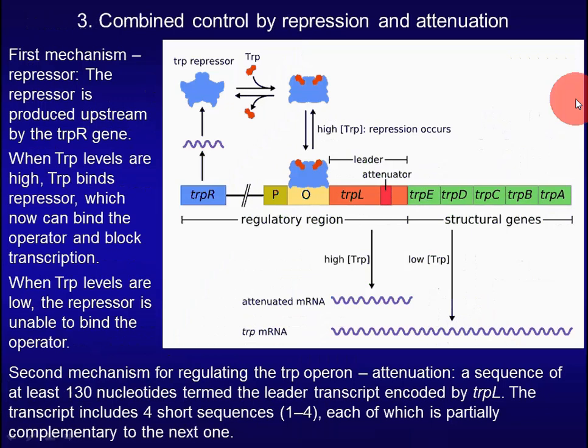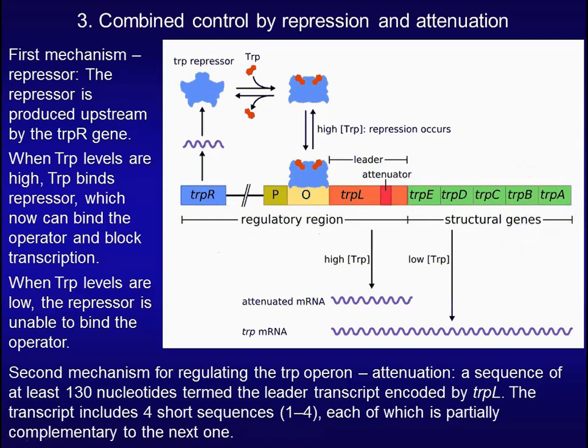The trp operon is controlled by both repression and attenuation. Here is the trp operon. This is the operator, and this is the promoter. trpA to E encode structural proteins that are needed to synthesize tryptophan. trpR encodes the repressor. trpL encodes the leader RNA transcript. The transcript includes 4 short sequences, each of which is partially complementary to the next one. The leader RNA transcript provides a stem loop for attenuation.